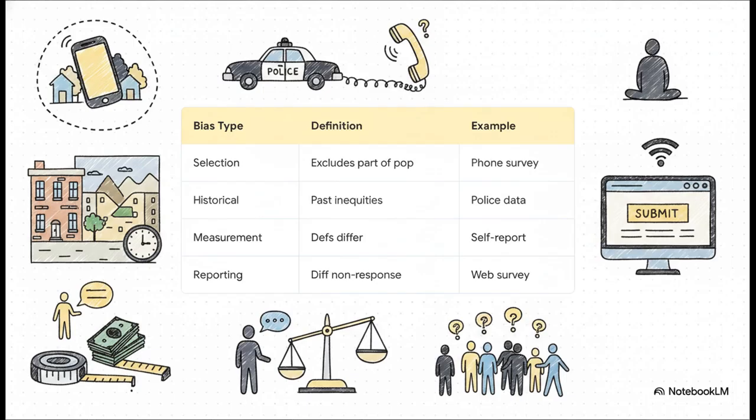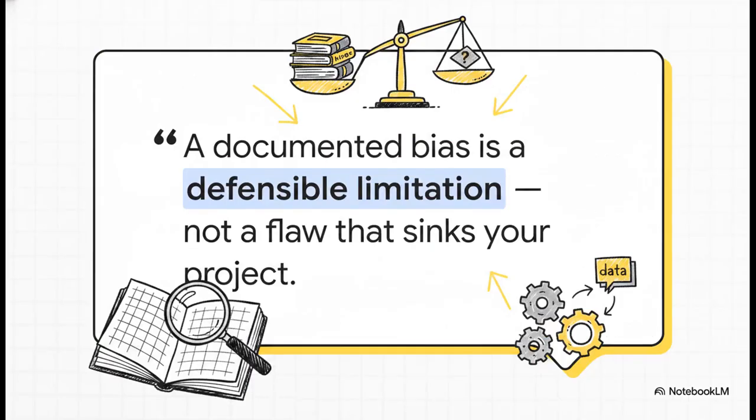Measurement bias occurs when definitions differ, like self-reported income versus actual verified payroll. And reporting bias happens when the people who choose to respond differ fundamentally from those who don't, such as an online survey systematically undercounting people without internet access. You've got to name the bias in your data. So the crucial point here is incredibly simple, but so important. A named, documented bias is a defensible limitation, not a flaw that sinks your project. In fact, documenting your limitations is the absolute hallmark of true data integrity and academic rigor.